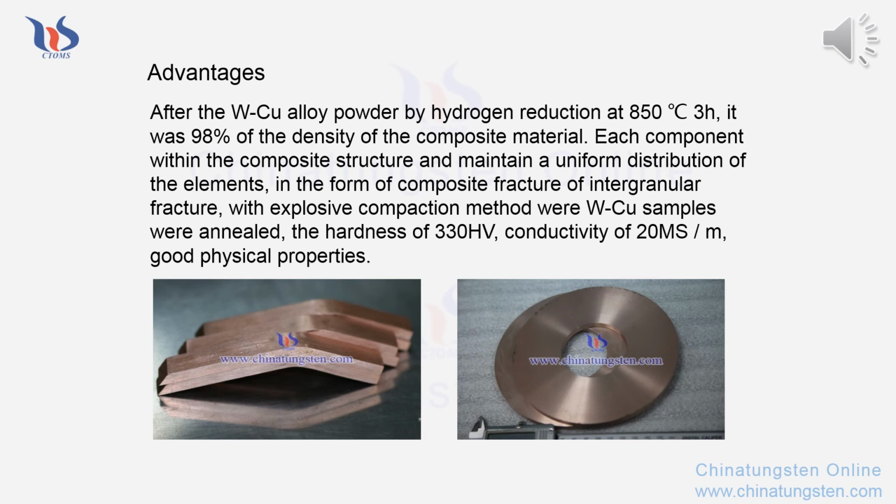With the explosive compaction method, the tungsten copper samples were annealed. The hardness is 330 HV and the conductivity is 20 MS. Good physical properties.